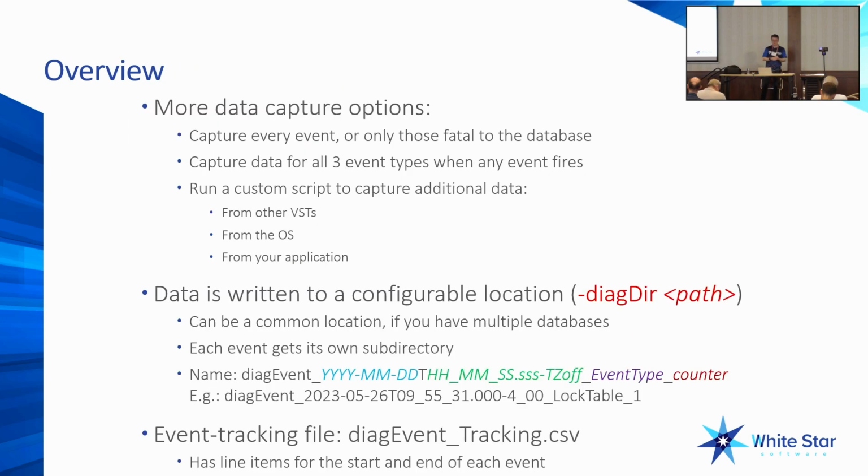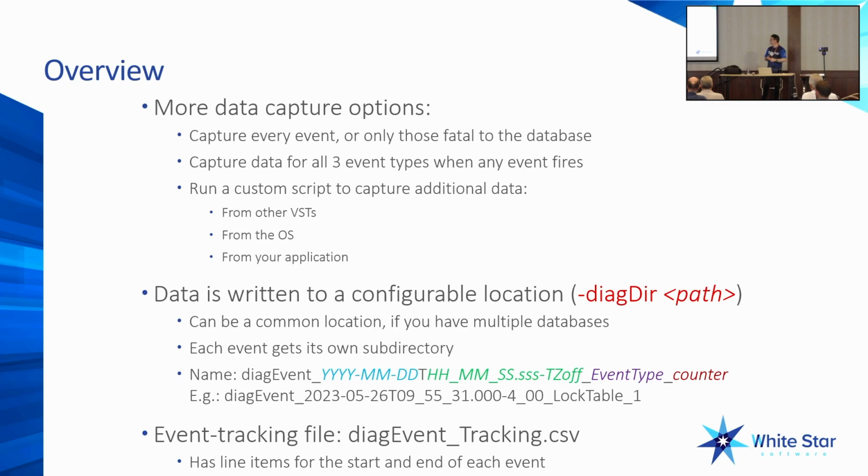Some more options that we have here. You can choose to capture every single instance of a particular event, or only those ones that were fatal to the database, the ones that involved a shutdown. I haven't found that particularly useful, but you might. You can also choose to capture the data for all 3 event types when any one of the 3 fires. Again, I haven't done that, but you might.